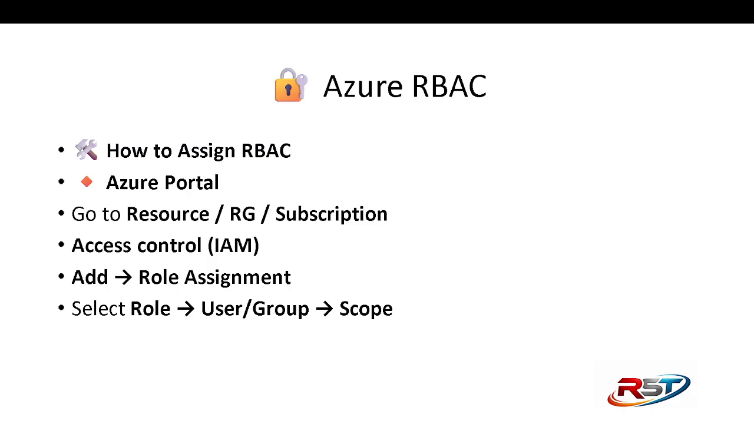Then you will get the option Add, so just click on Add, and when you click on Add, there you will get Role assignment. Just click on role assignment, select role. Whichever role you have to give, you have to select that, built-in role or custom role, and user or group. This is scope. Which scope of users or groups you are giving, that you have to select.